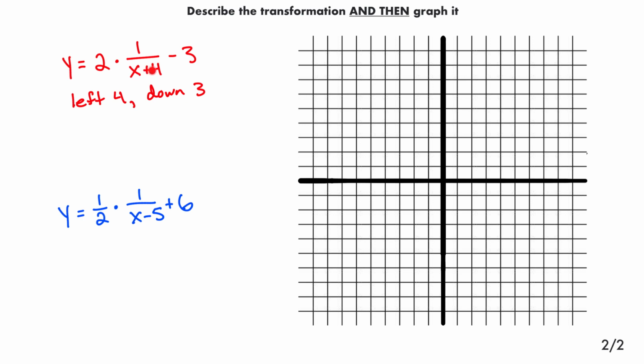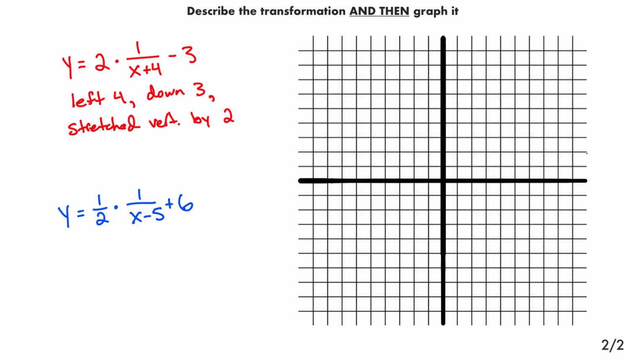So here, a plus means left, a minus means right, but out here, a minus means down and a plus means up. Lastly, we are multiplying the entire thing by 2. We learned that that is stretching the function vertically by 2.